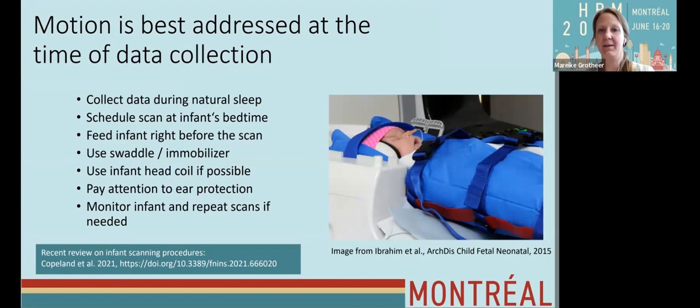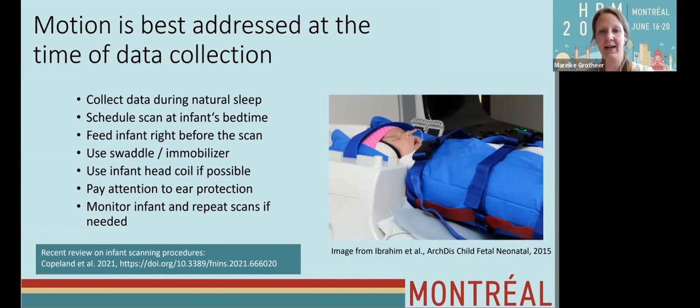When it comes to motion, the best way to go is to prevent it from the get-go, so at the time of data collection. And even though we can't ask the infant to please lie still, there's still many little steps that we can take to substantially decrease the infant's motion. First, you would typically want the infant to be naturally sleeping during the scan. To promote this, it is helpful to scan at night during the infant's natural bedtime. It is also helpful to feed the infant right before the scan, as this also promotes natural sleep. You can further reduce motion and encourage sleep by swaddling the infant, or even by using a professional immobilizer.